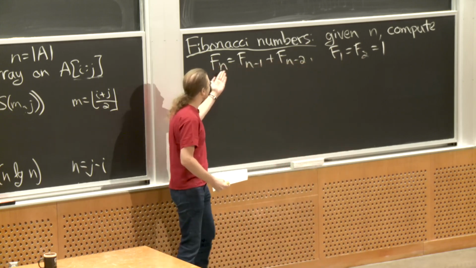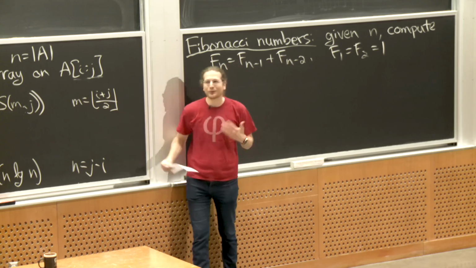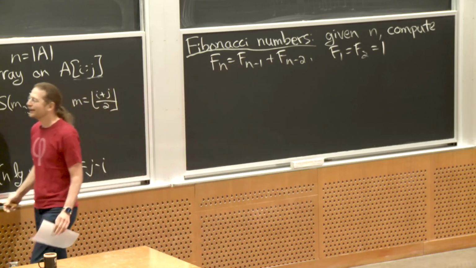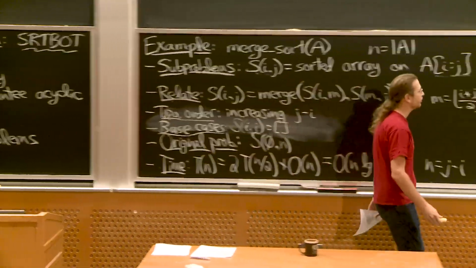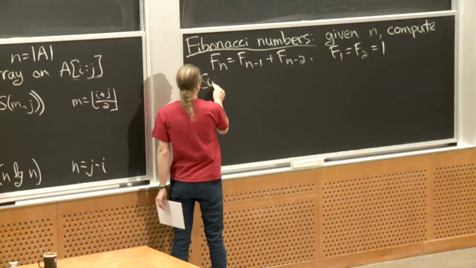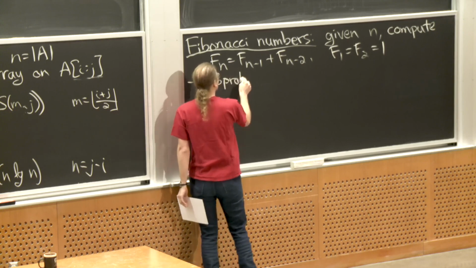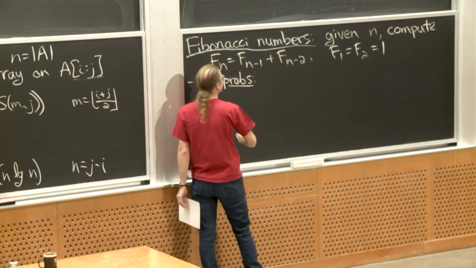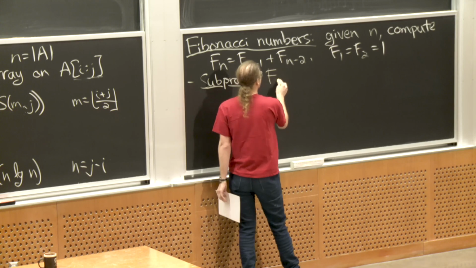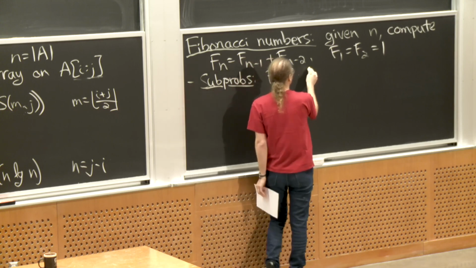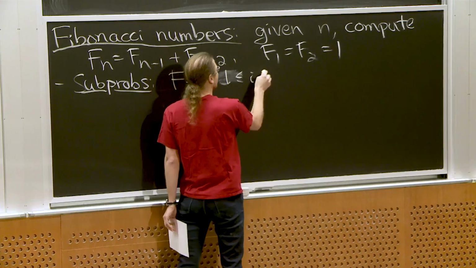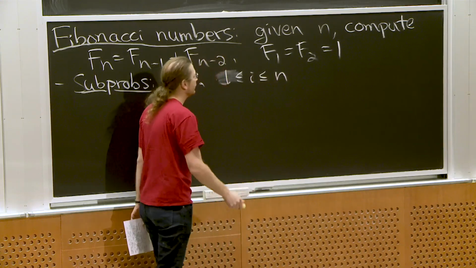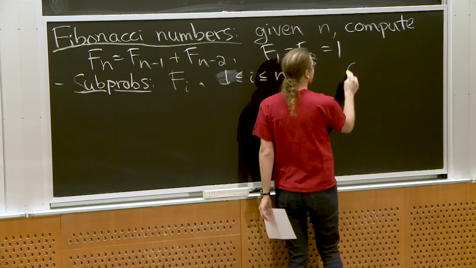This is a recurrence, so it seems very natural to write it as a recursive algorithm. So let's try to do it. We start with what are the subproblems. The obvious subproblems are just the various Fibonacci numbers, f i for i between 1 and n. So there are n of these subproblems.